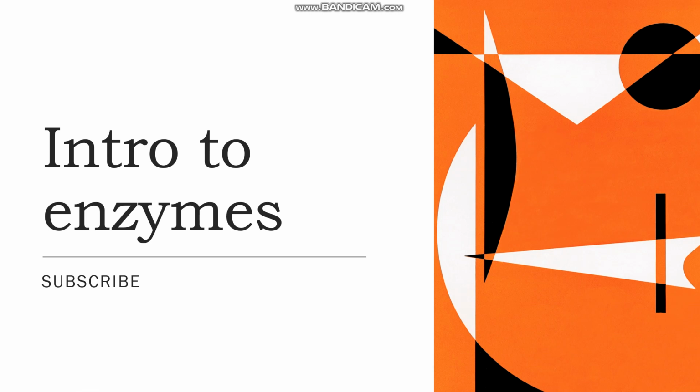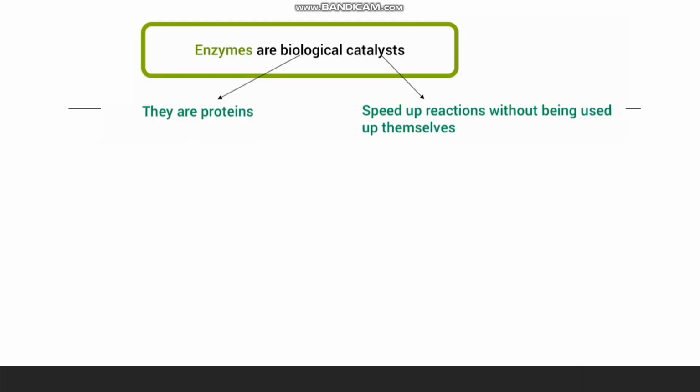So in this video we'll be focusing on enzyme structure and other activities. Okay, to start it's worth knowing what enzymes are. So enzymes are biological catalysts, and you may have come across the word catalyst in some other videos. So a catalyst is basically a substance that speeds up reactions without being used up themselves. So enzymes are made from biological substances called proteins.